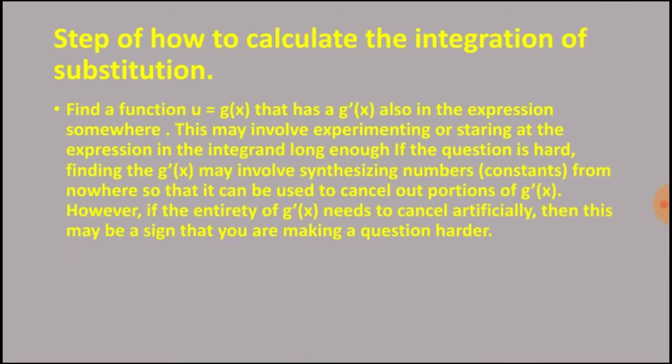Steps of how to calculate the integration by substitution. Find a function u equals g of x that has its derivative g prime of x also in the expression somewhere. This may involve experimenting or staring at the expression in the integrand long enough if the question is hard. Finding the g prime of x may involve synthesizing constants from nowhere so that they can be used to cancel out portions of g prime of x. However, if the entirety of g prime of x needs to cancel artificially, then this may be a sign that you are making the question harder.